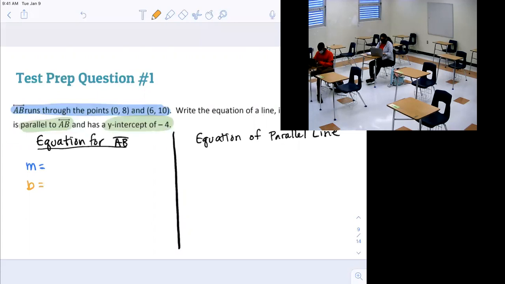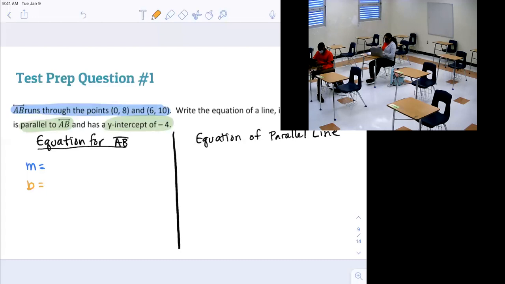Yeah, AB is the original one. So let me be very clear. All we know about AB is that it runs through those 2 points. All we know about the one parallel to AB is that it's parallel and it has a y-intercept of -4. Yeah, that's the new line.